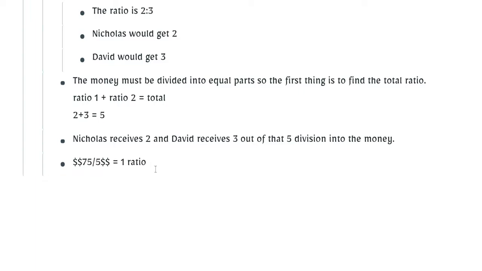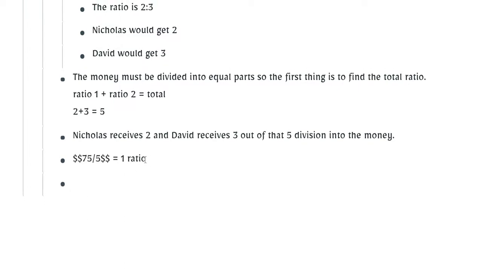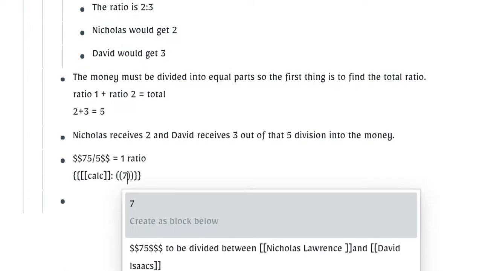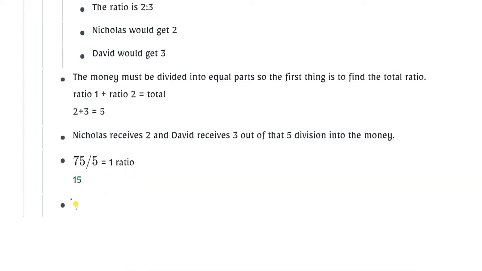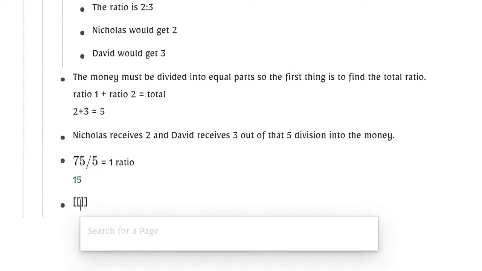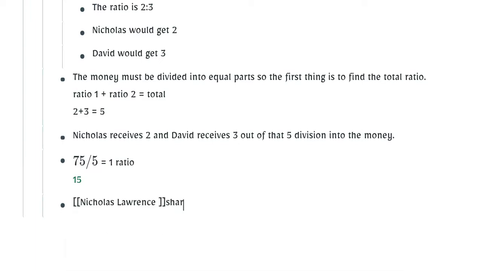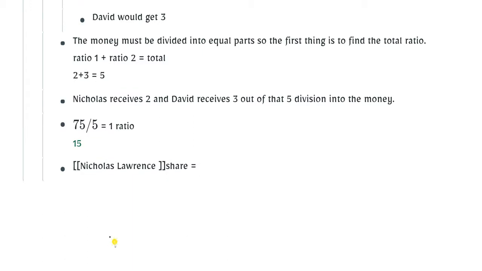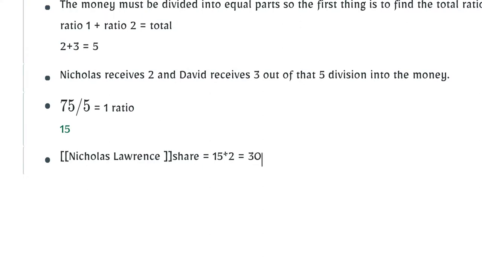All right. Now, since we know 1 ratio, calculate this for me. Let's calculate it. 75 divided by 5. That would be 15. Now that we know that 15 would be for one person getting literally 1/5 of this money, how much would Nicholas get? So Nicholas's share is equal to, anyone? 30. Right. So what did you do? You said 15 times 2, correct? Because he got 2 shares. All right. So that would be $30.